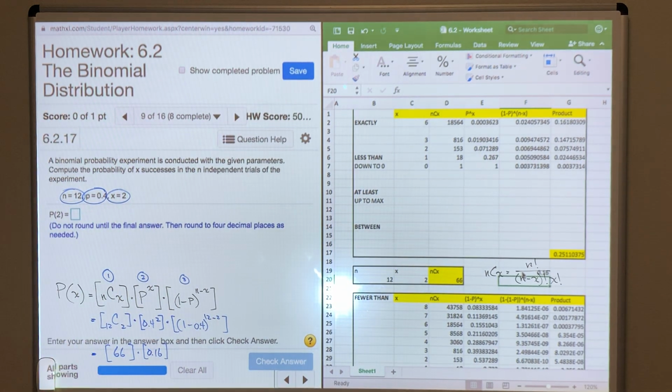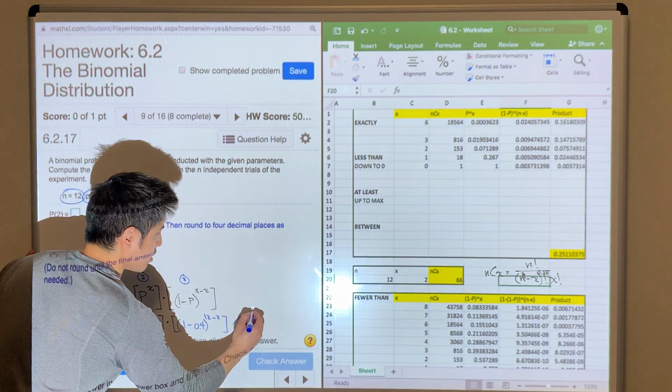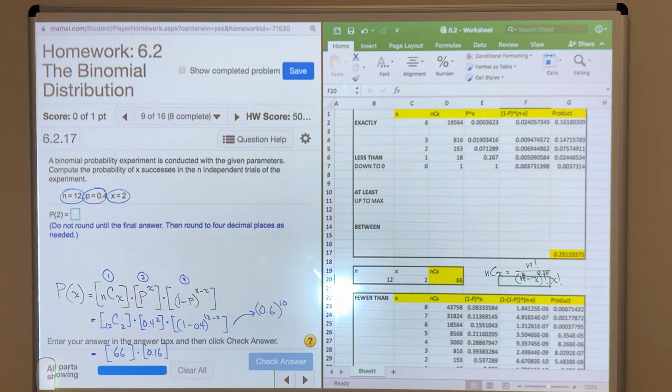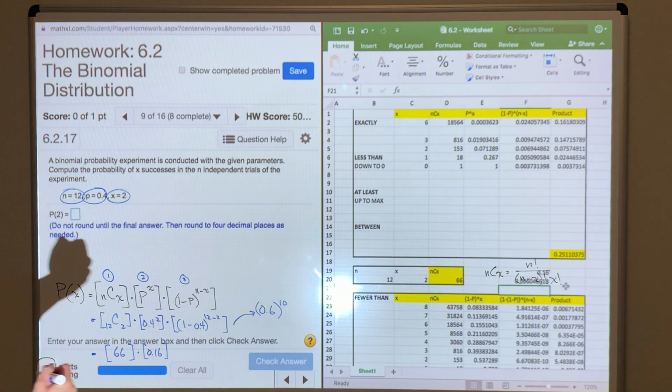So what I've got to do here is calculate 0.6 to the power of 10. I don't know what that is, but I'll just do it over here. 0.6 to the power of 10. There it is. It's 0.00 and so on. Okay? So I'll write that down.